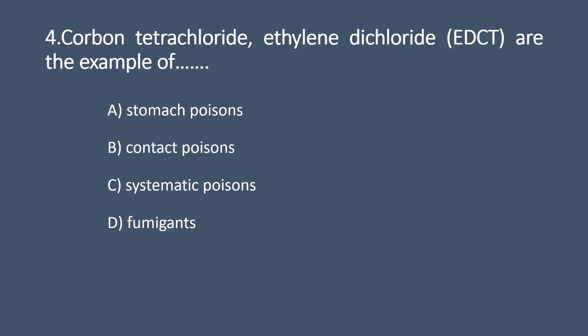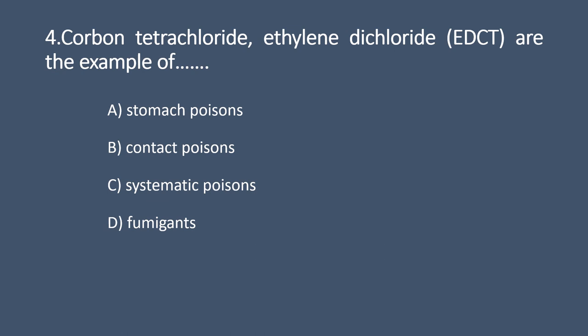Carbon tetrachloride, ethylene dichloride are the example of which poison? Options are stomach poison, contact poison, systemic poison and fumigants. Carbon tetrachloride and ethylene dichloride, we can use as pesticides in liquid or gas forms. See these options, stomach poison. These stomach poisons act on the stomach when insects feed on the plant's part. Contact poisons act when insects come in contact with any type of pesticide.